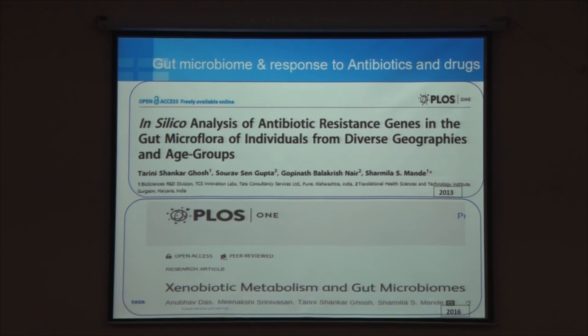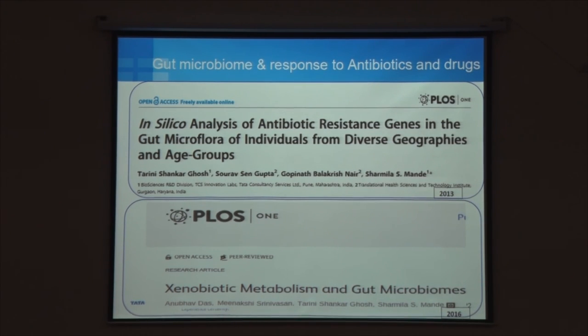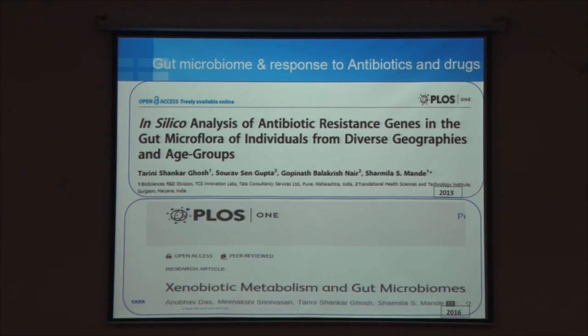The other things which I just mentioned, that in the adult gut, because when we take antibiotics, some of us respond to certain antibiotics, some of us do not. So because we take these antibiotics orally, they go to the gastrointestinal tract, so they do have the gut microbiome playing an important role, and that's something which we try to look into. I'll show you some of the work.